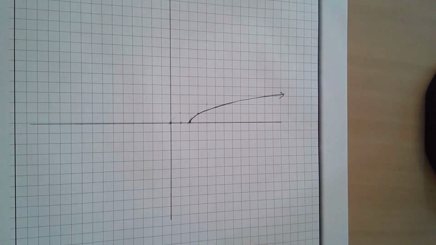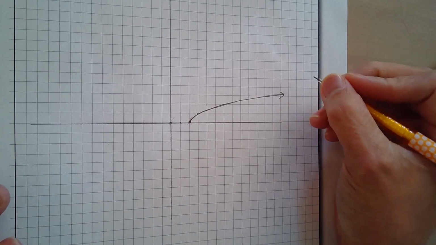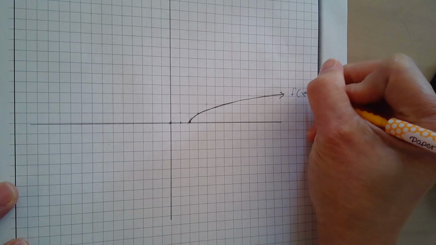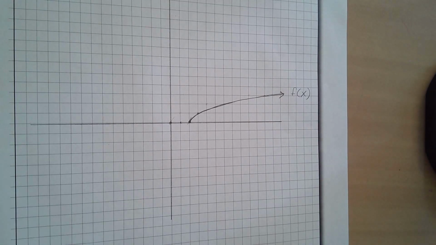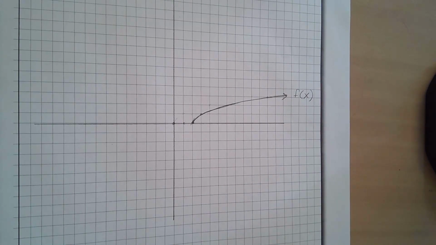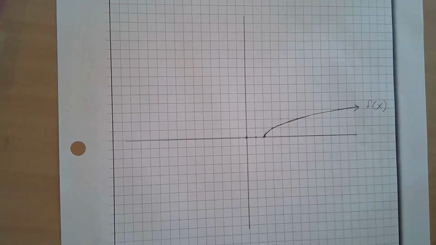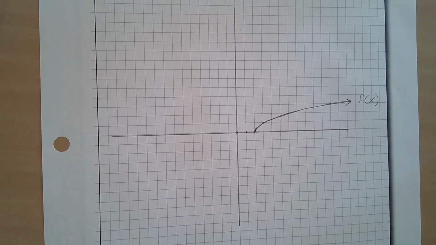Okay, so this graph is for f of x. So we're just going to label f of x. Okay, so far so good. F of x. Now, what's the other one? The other one is x plus 1. That's the g of x. How do we graph that?